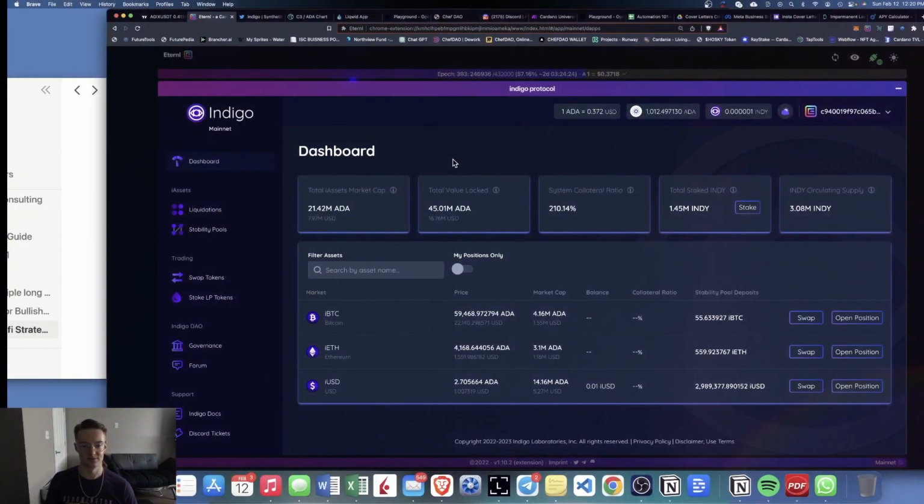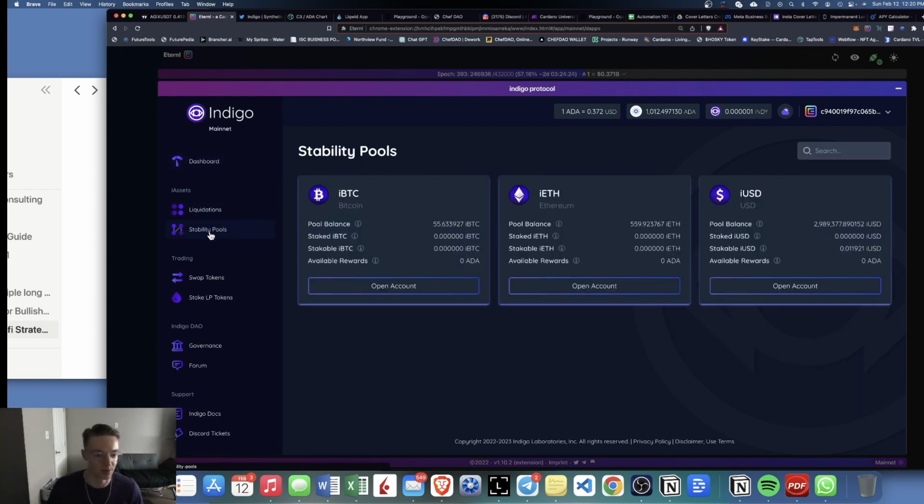So Indigo is a platform where they use synthetic assets, which sounds kind of scary, but basically what they do is they build these stability pools over here, and then people deposit into stability pools and they get interest for putting their money in the stability pool, and that's what keeps the peg of these assets, iBTC, iETH, all these things. And you can see that the pools don't have that much money in them right now.